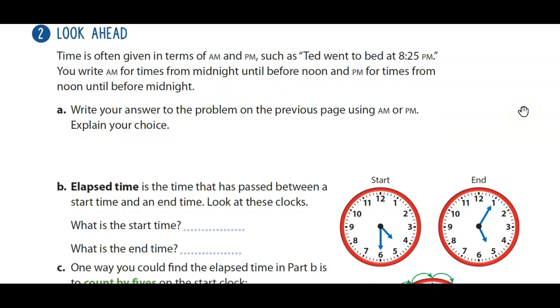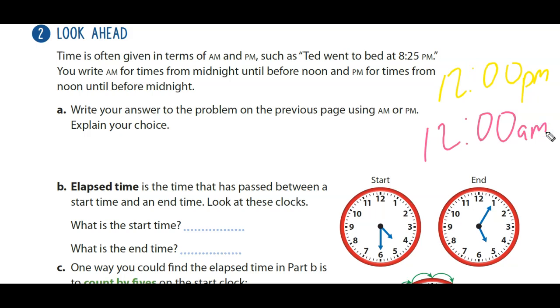It says time is often given in terms of AM. AM is in the morning, PM is in the afternoon. So once we hit lunchtime, noon, okay, that's 12:00, okay? When it's time for lunch, that's the beginning of PM, okay? If you stay up to midnight, okay, midnight, that's still 12:00, okay? But it's AM. That's the beginning of morning.